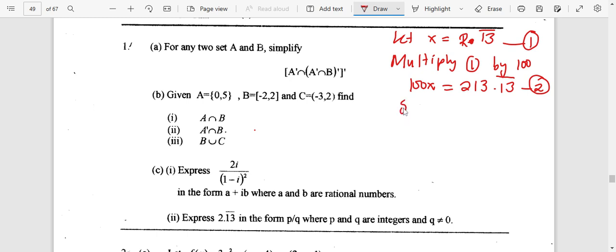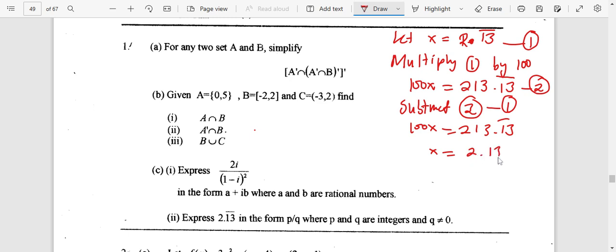Okay, from here now we need to subtract the two equations. So we're going to subtract, this is going to be equation 2 minus equation 1. So I'll write equation 2, that is 100x, which is equal to 213.13 repeating. Equation 1, x, which is equal to 2.13 repeating. Now subtract this: 100x minus x, which is 99x. Now this 13 at the end will cancel with the 13 at the end of the decimal. So all that remains is 213 minus 2. That is going to be 211.